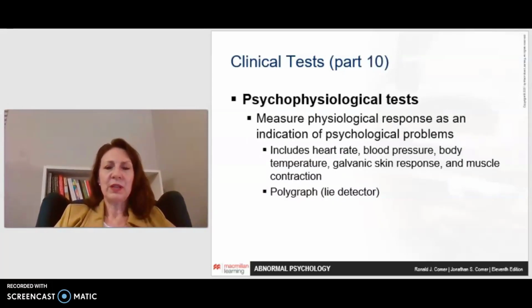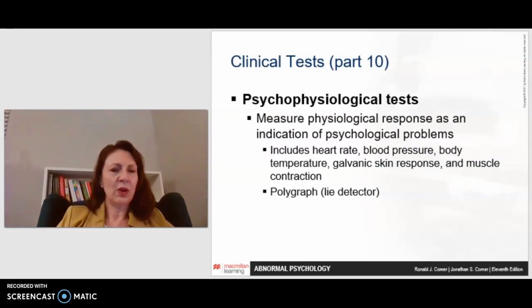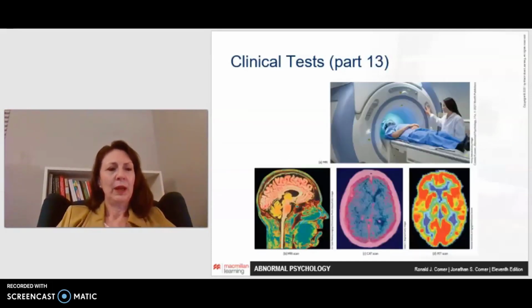Psychophysiological tests measure physiological response as an indication of psychological problems, things such as heart rate, blood pressure, body temperature. We used to see a lot of use of polygraph or lie detector tests, but we don't see that as much anymore, but that's another example.